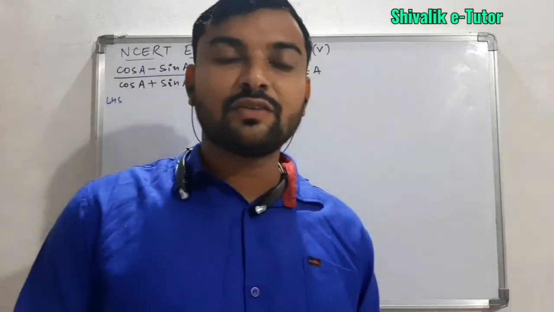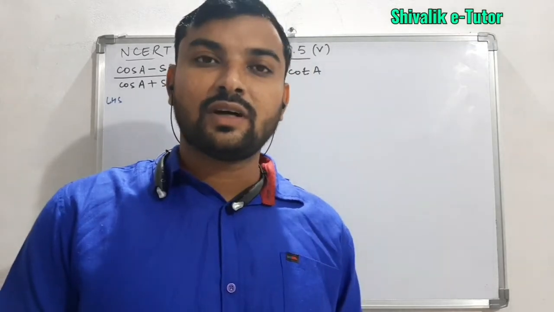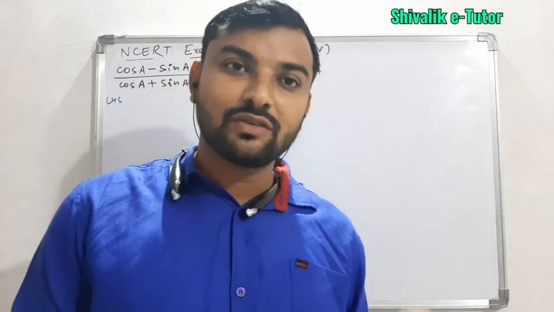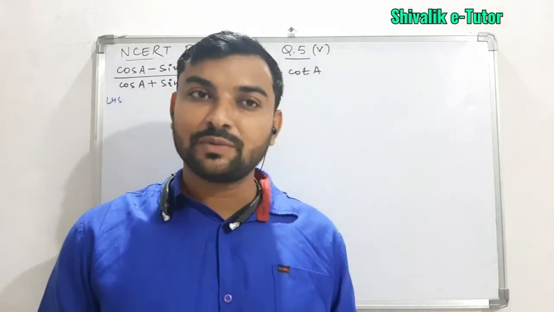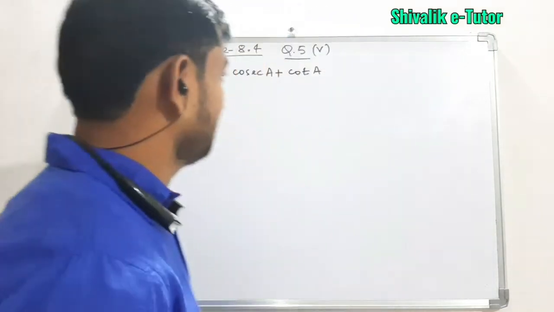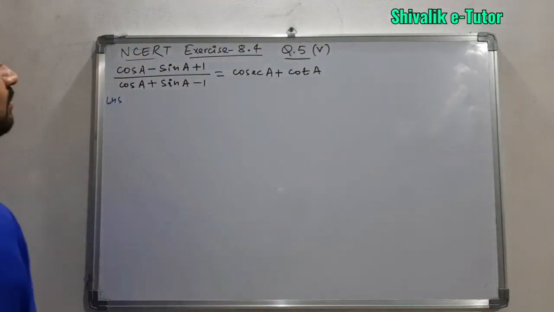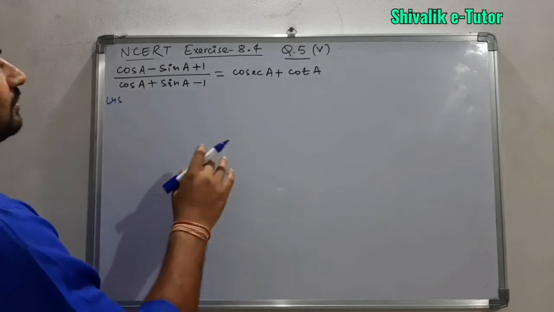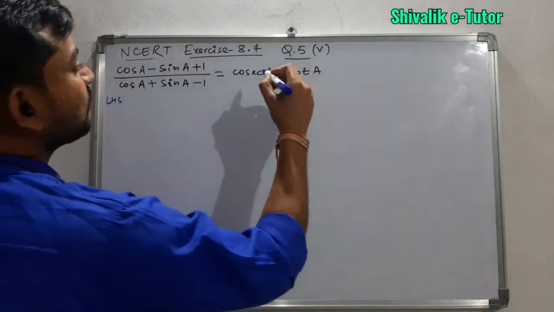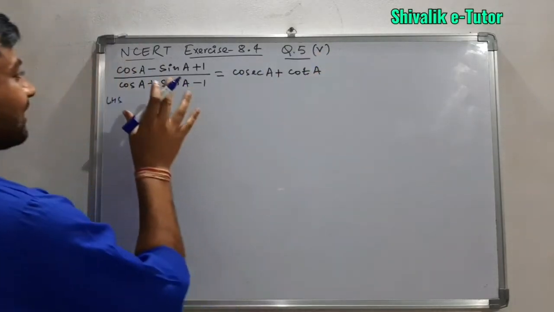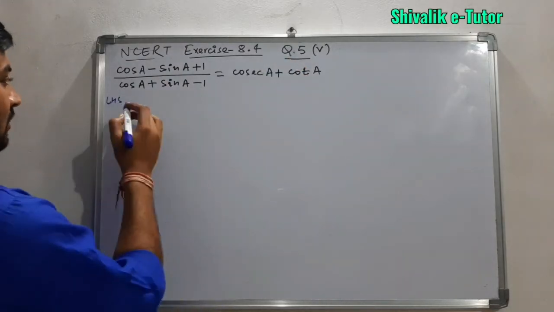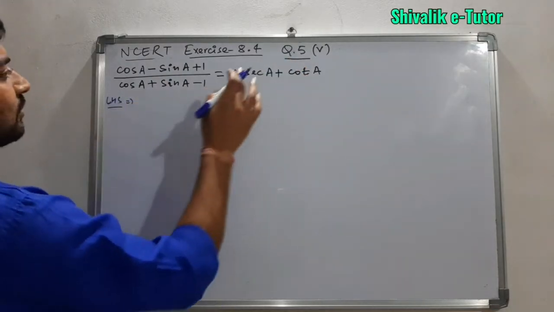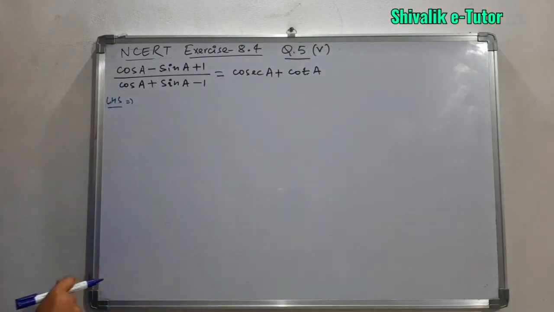Everyone, in this video, I will be taking a very important question from the NCERT book, question number 5, 6th part, that is cos a minus sin a plus 1 upon cos a plus sin a minus 1, and we want to convert this into cosec a plus cot a. Clearly यहाँ पर sin cos a हमको रिजल्ट में cosec और cot a चाहिए. So LHS को हमको सबसे पहले cosec और cot में कन्वर्ट करना पड़ेगा.